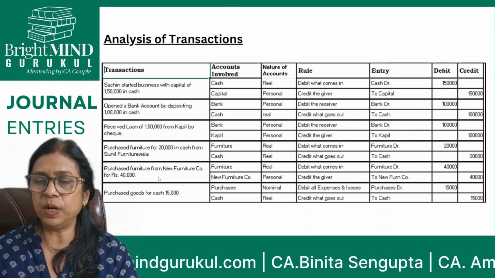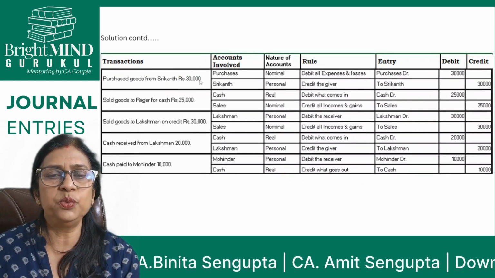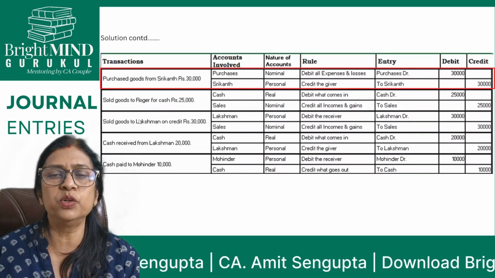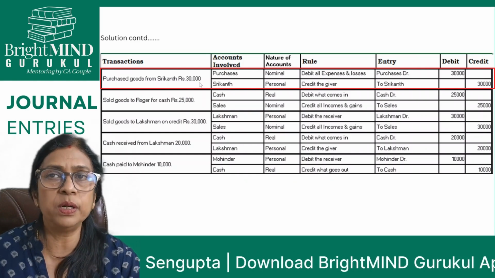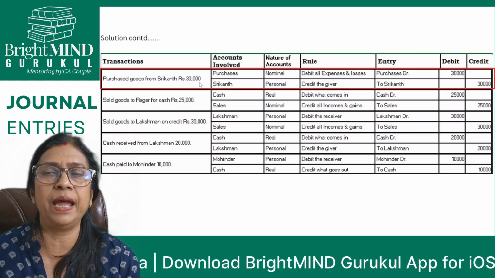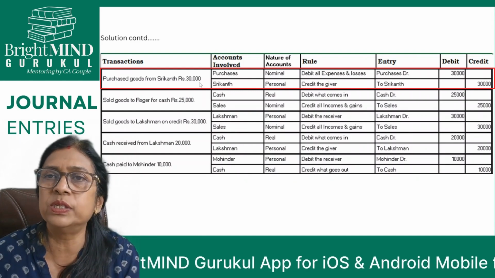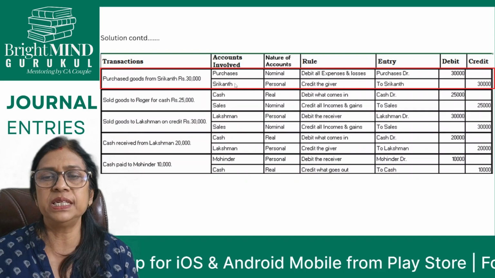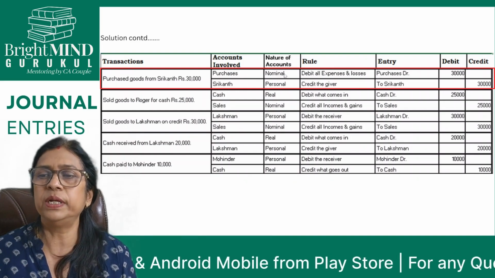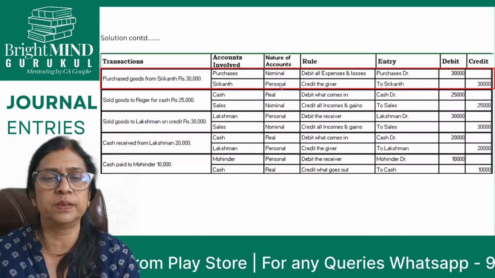I hope you are able to understand. So let me just rush through these examples also. Purchase goods from Shrikant for 30,000. Here also it is not mentioned whether it is cash or bank, so it will be taken to be a credit transaction. So the two accounts involved will be purchase and Shrikant. Purchase is a nominal account, so debit all expenses and losses, and for the personal account, credit the giver.